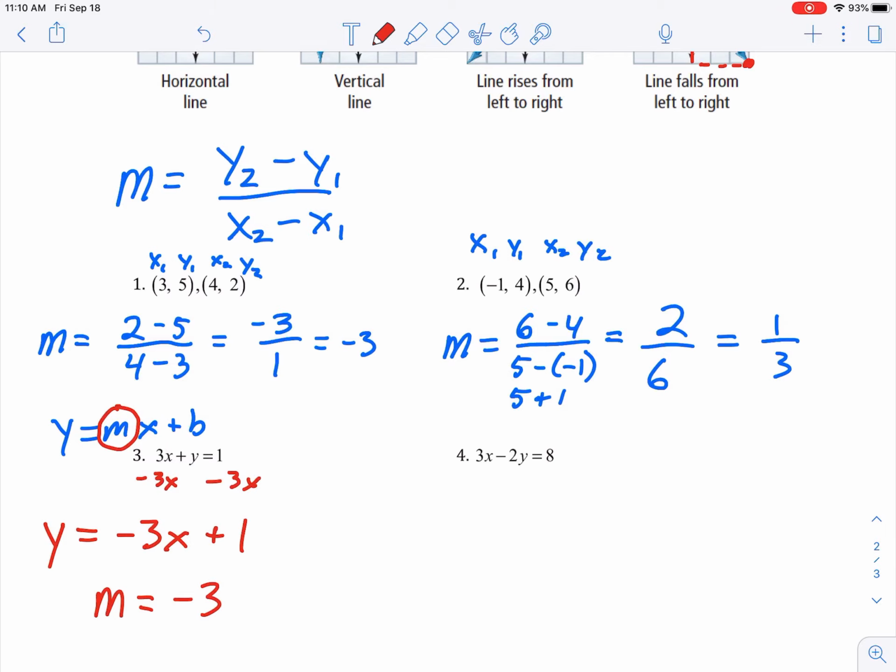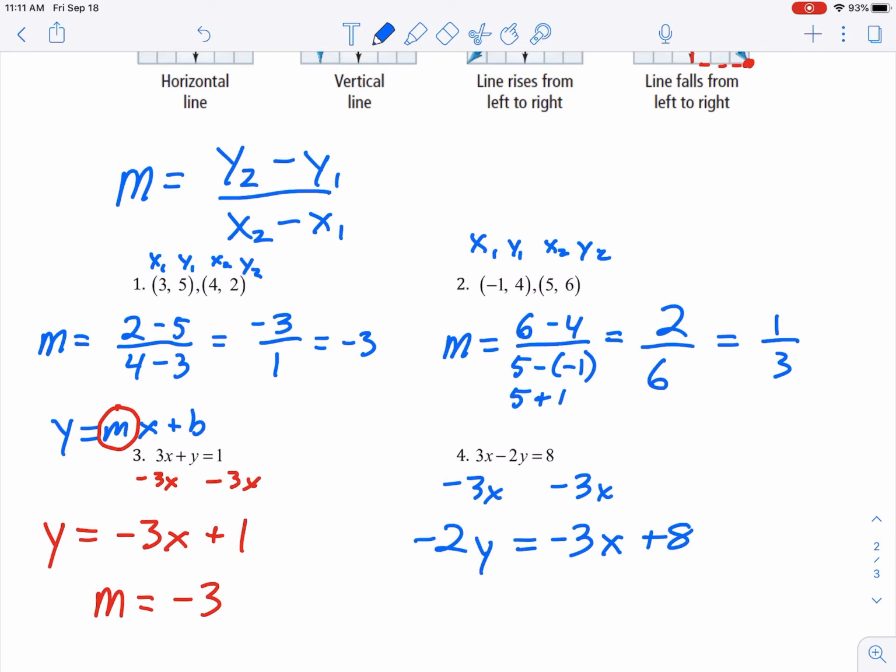For the next one, I'm going to switch back to blue. I like writing in blue better. I need to isolate this y. So the first move I'm going to make is subtract the 3x over. Now I've got negative 2y equals negative 3x plus 8.